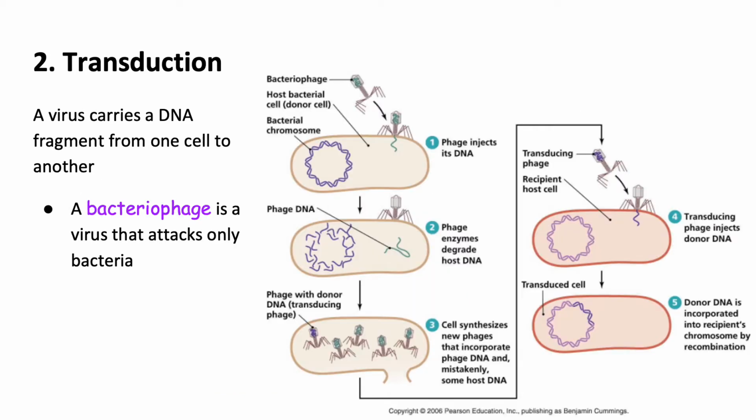Transduction is the second type of horizontal gene transfer, and it's when a virus carries a DNA fragment from one cell to another. A bacteriophage is a specific type of virus that attacks only bacteria.